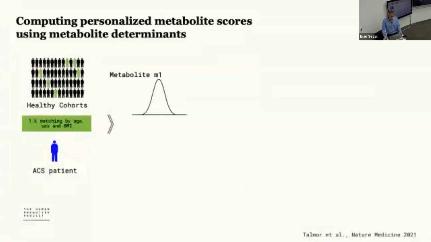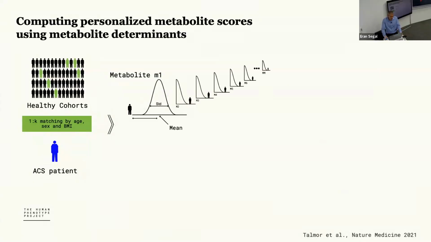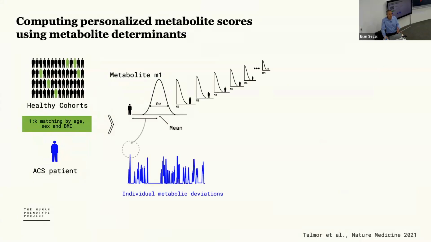And so from that cohort, we can build the distribution of what we expect should be the levels of each metabolite. So for a 60-year-old male who is healthy, for each metabolite, what's the distribution that we see in healthy people? And we can then see what the level of that metabolite is for our patient, and see whether it falls within the norm or whether it's outside. And we can do that for all the different metabolites and build a metabolite deviation table for every one of our patients when compared to the personalized, matched cohort specifically for him.